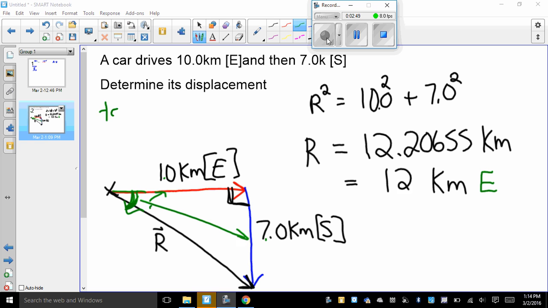So the tangent of that angle that I don't know is equal to opposite over adjacent, which is equal to 7 kilometers over 10 kilometers. To find the angle, then I inverse tan, or the tan to the -1 button on your calculator.